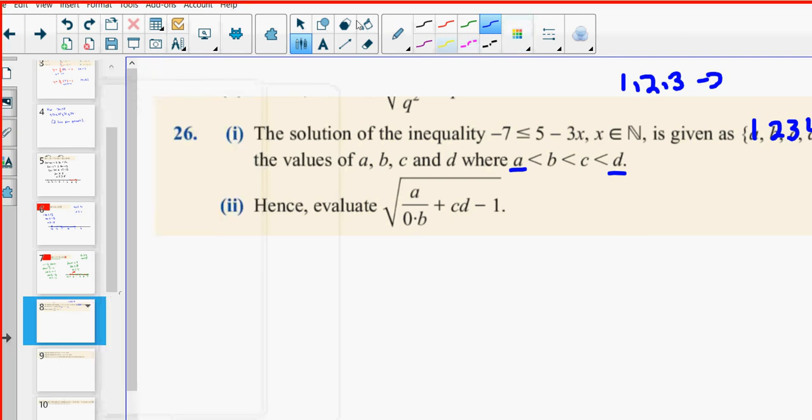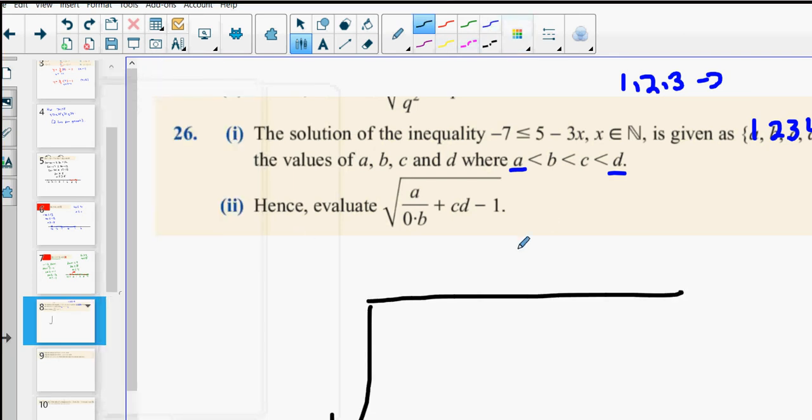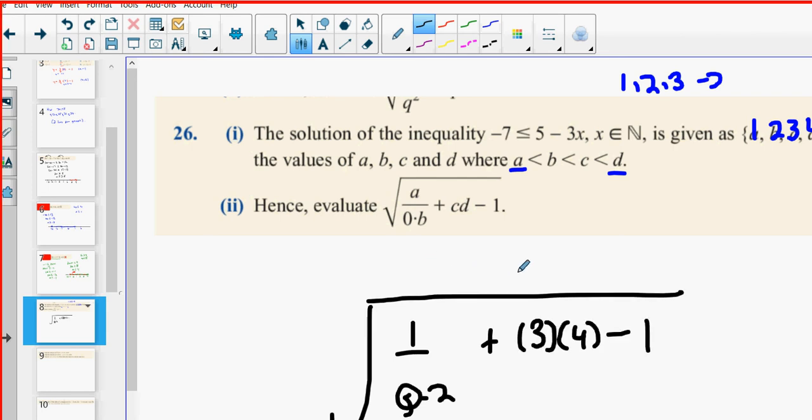But either way, what you do is you put in your square root, what's A, divided by 0.2, plus C by D, and then take away 1. 1 divided by 0.2 is actually 5. 5 plus 12 take away 1 is the square root of 16. The square root of 16 is 4. Everybody alright with that? Yes? Do you have to do a number line for that? No, it doesn't say it. It doesn't say graph it. Let's move on.